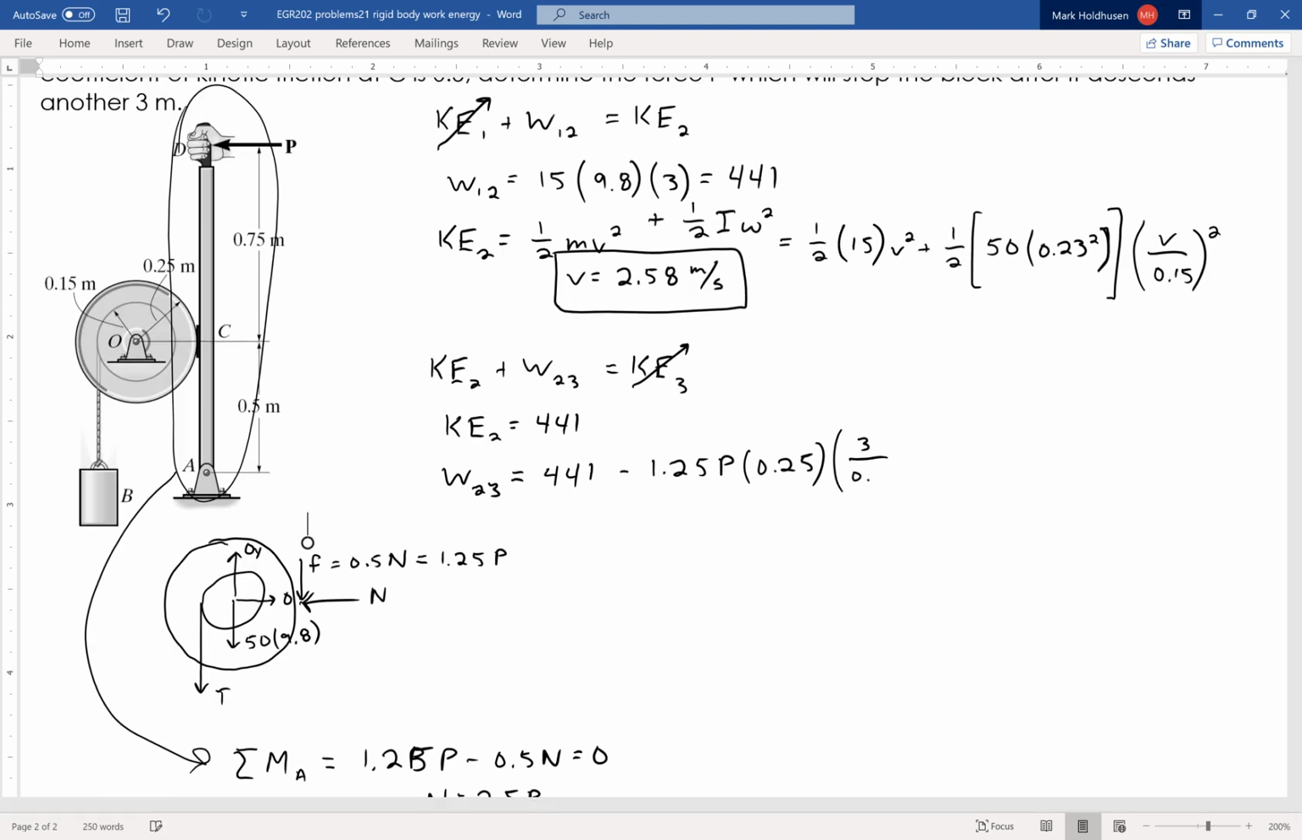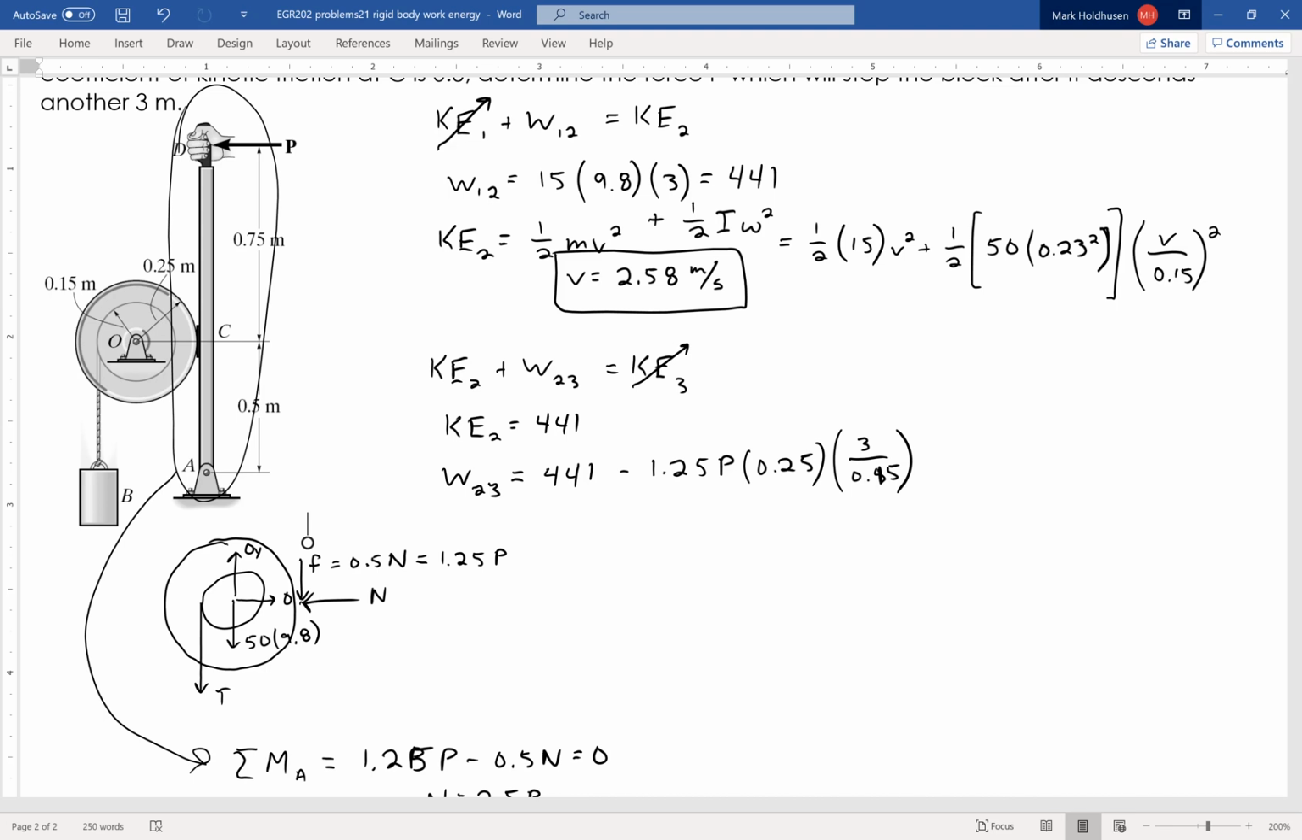Again, the block falls 3 meters. That one's wrapped around a 0.15 radius, right? So using the arc length, we can find the revolution to be 3 divided by 0.15. Then knowing that revolution based on how far the block falls, on the outer edge of that drum I take it times 0.25 to find the arc length that the friction acts over. Okay, so now all I really need to do is solve for P, right?